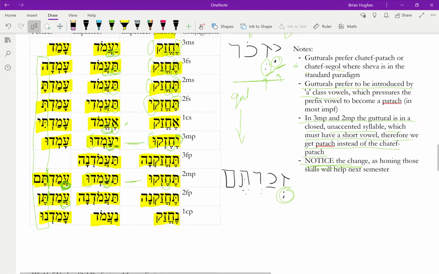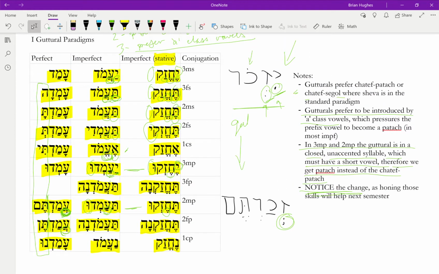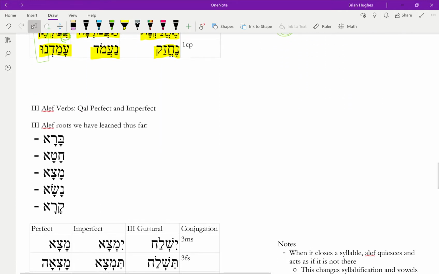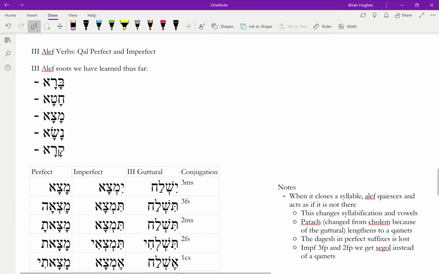So our first gutturals are making changes, but in terms of passing the quiz this week, you're still able to parse them because you have the prefix there and suffixes there. It's not as crazy of a thing. Similarly with our third alephs, we're going to see changes that aren't incredibly crazy, but they make some different changes from our first gutturals.